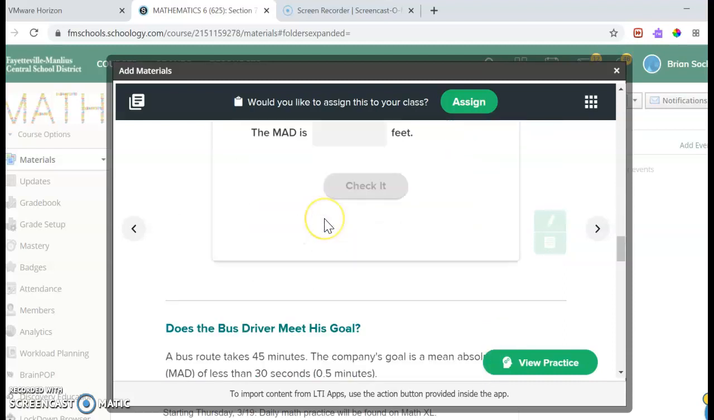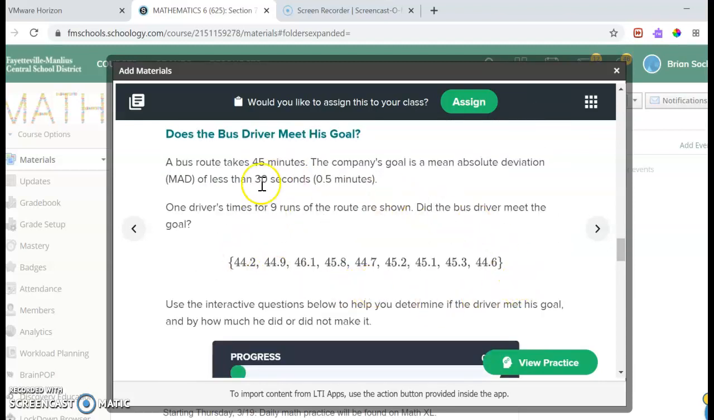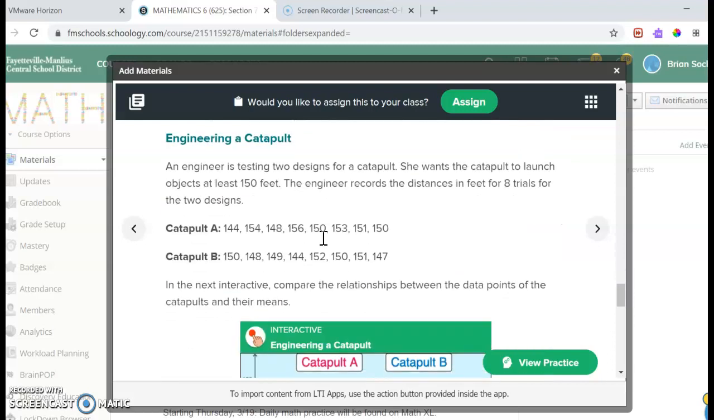Here's another one right here. This one deals with decimals. Again, please feel free to use a calculator. And you're also probably going to want to have a piece of paper and pencil so you can write down the distance so you don't lose track. Okay, and answer these questions.